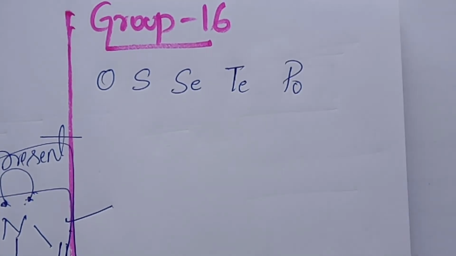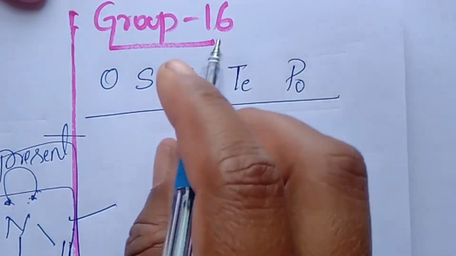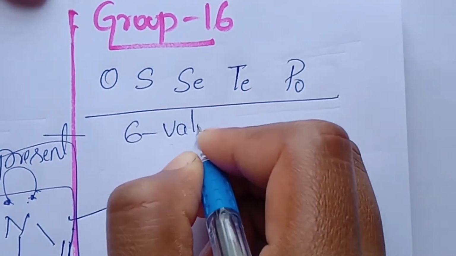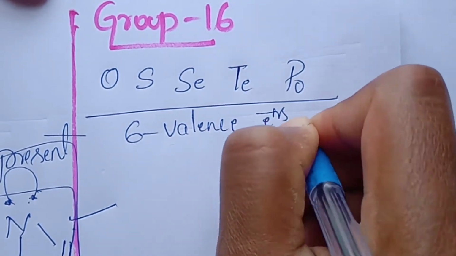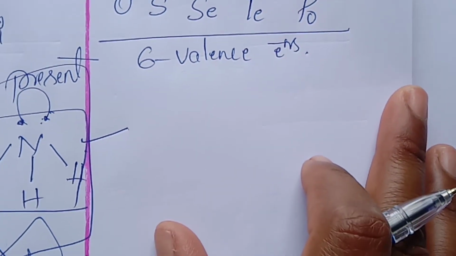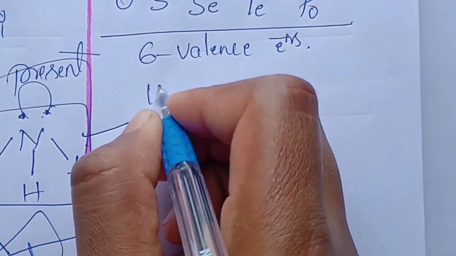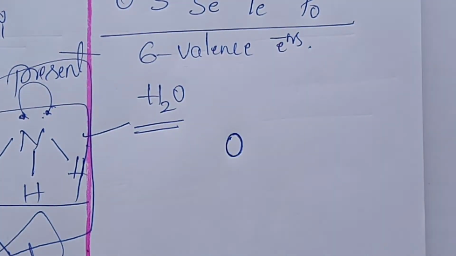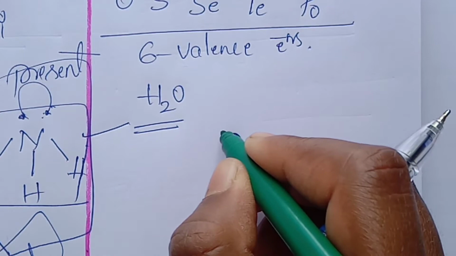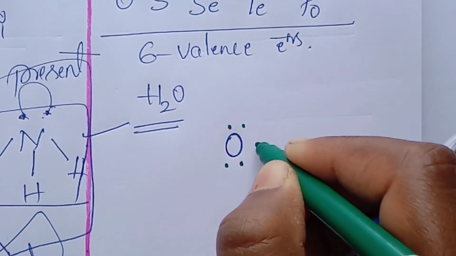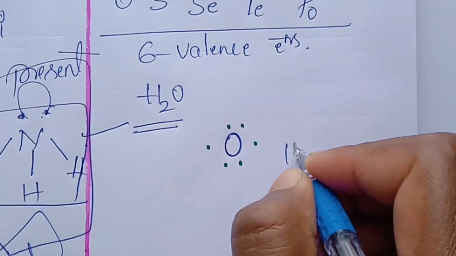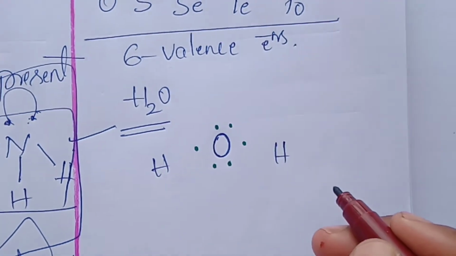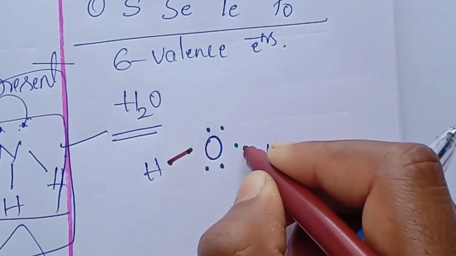Then we go through group 16 elements, that means the oxygen family. These oxygen family elements have 6 valence electrons. Then we go through the examples. Simple example: H2O. Consider oxygen. Oxygen has 6 valence electrons: 1, 2, 3, 4, 5, 6. Hydrogen has only 1 valence electron.